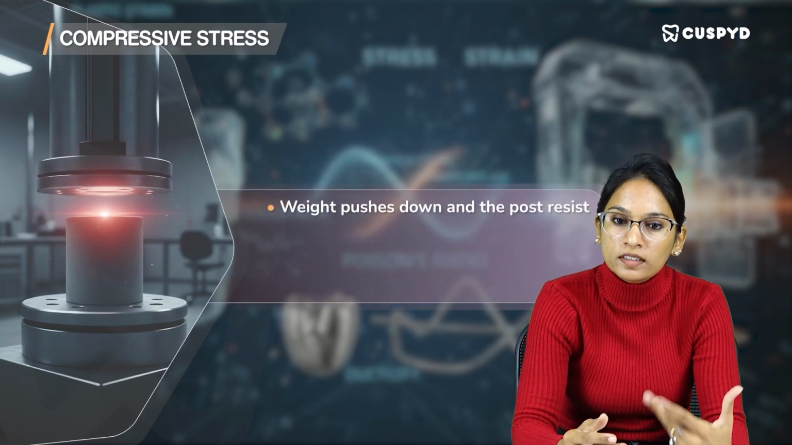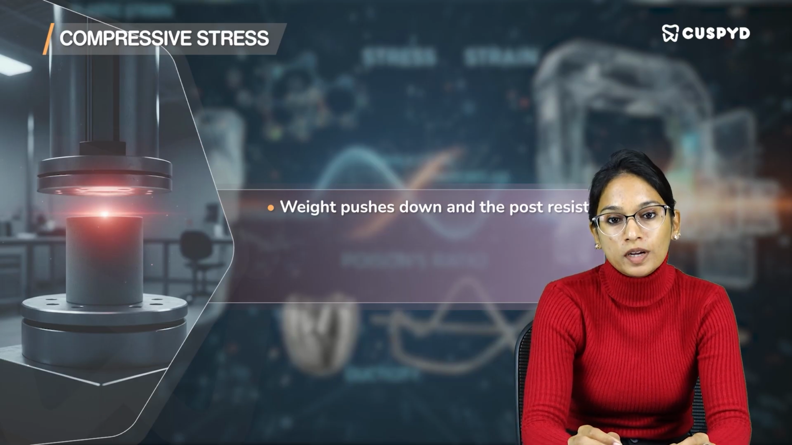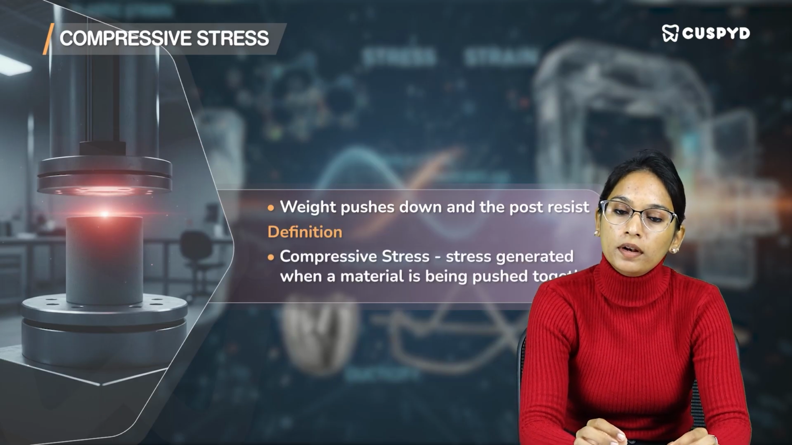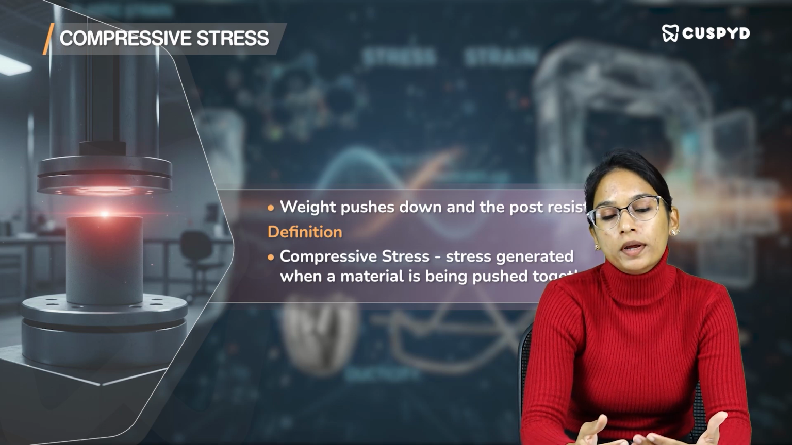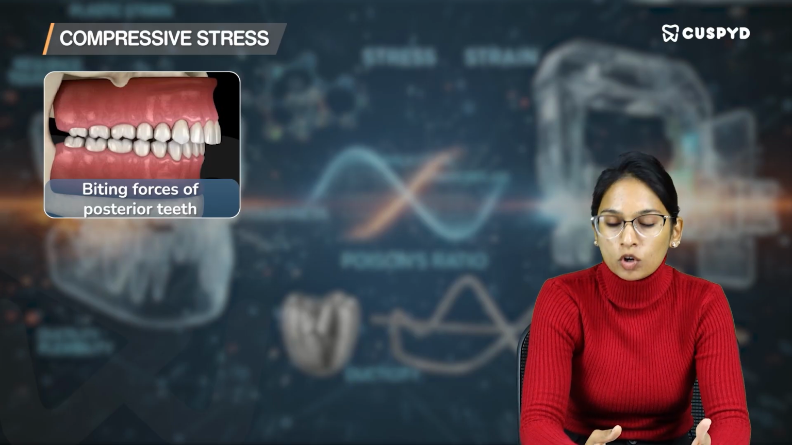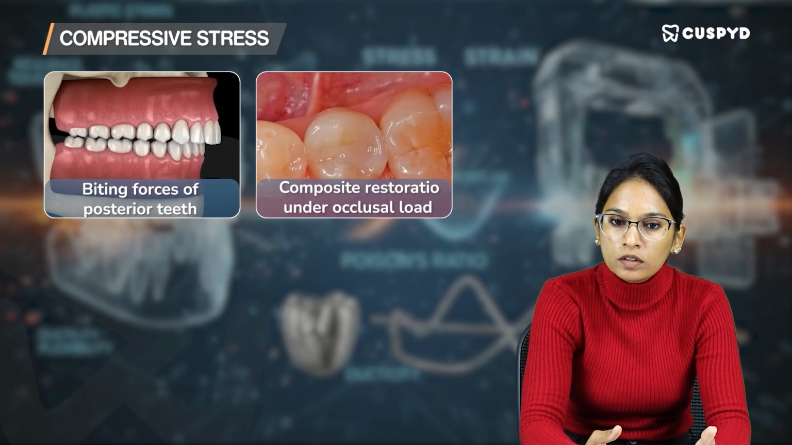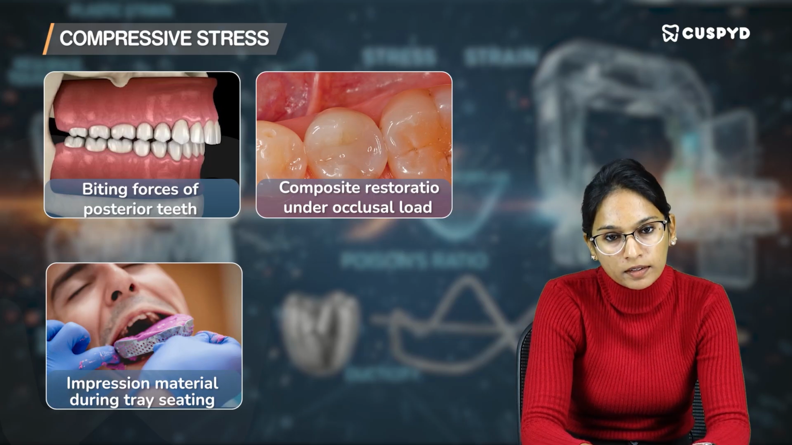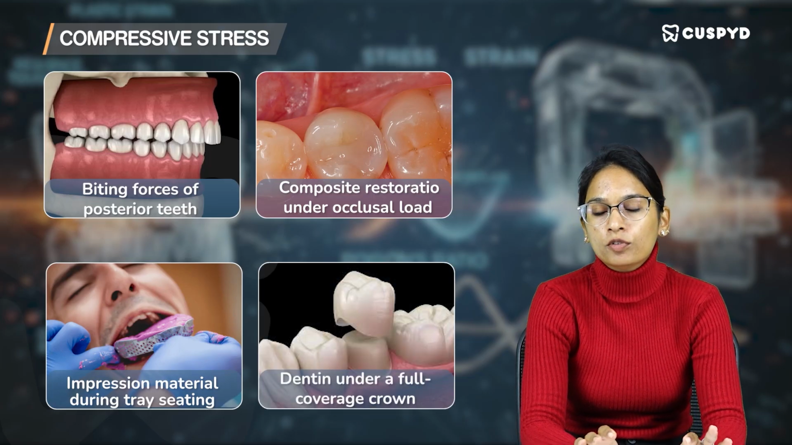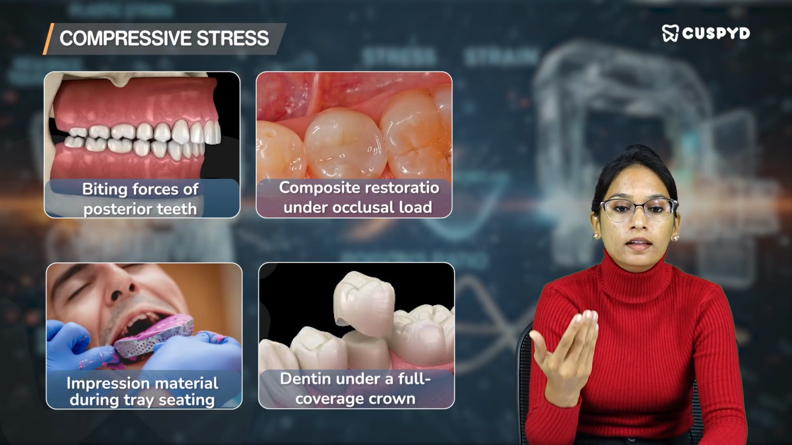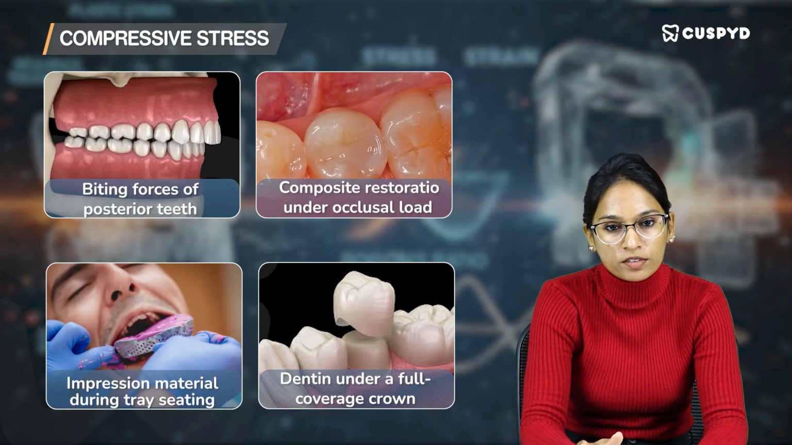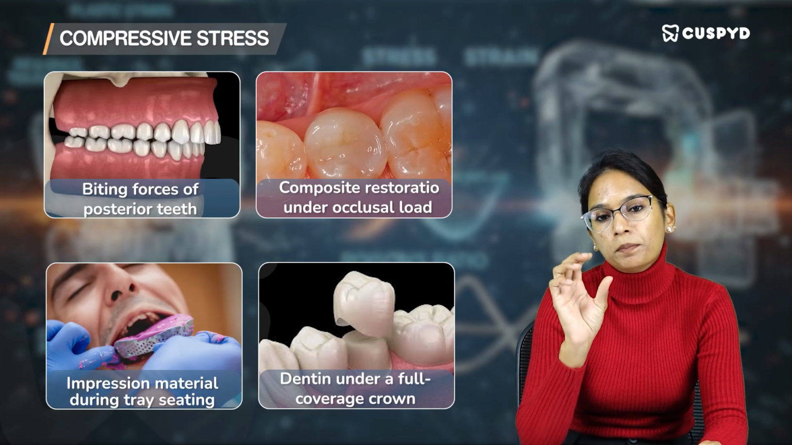Now look at this figure. Here's a block that sits on a vertical post. The weight pushes down and the post resists by pushing up. This produces compressive stress, stress generated when a material is being pushed together. You encounter compressive stress constantly. Biting forces on posterior teeth, composite restoration under occlusal load, impression material during tray seating, dentine under a full coverage crown. Even your molars handling 300 to 800 newtons of masticatory load are essentially little compression machines.